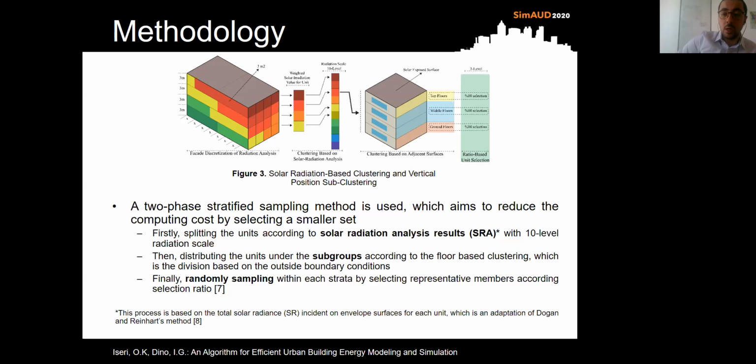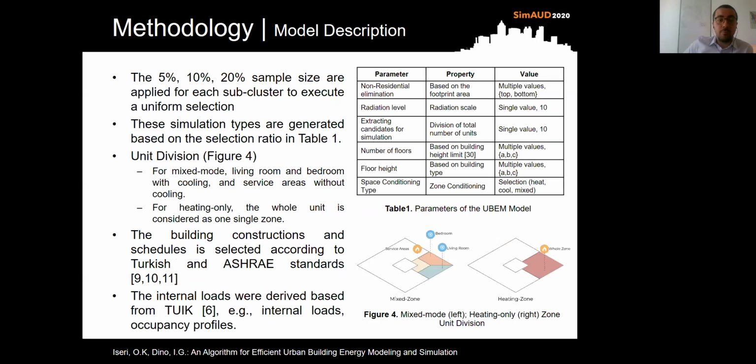And lastly, for this study, we executed 10 radiation scales and 3 different subgroups of the vertical position-based subgroups. Therefore, in total we divided the whole building units into 30 different groups. It's a lot. And lastly, we are executing random sampling, an equal number of random samples from all these 30 subgroups. In order to validate the algorithm, we executed 5%, 10%, and 20% sample sizes of the simulations.